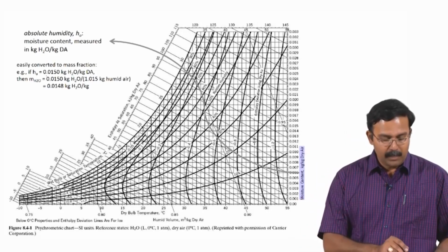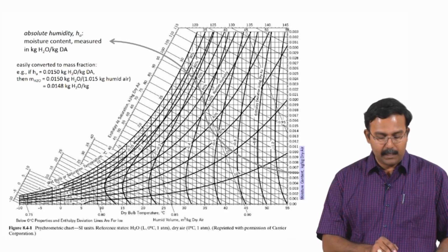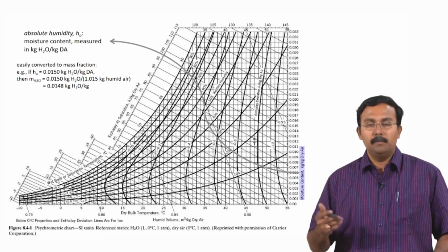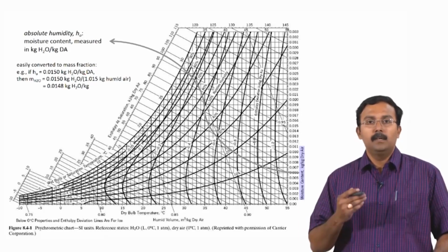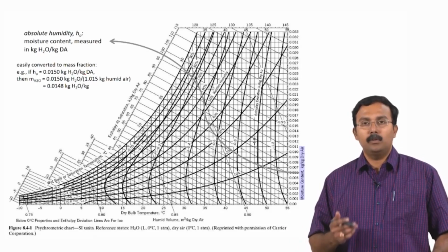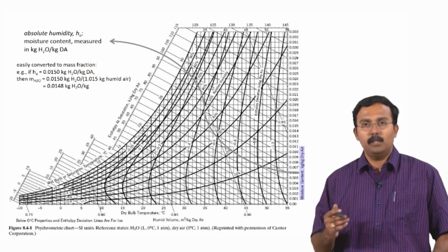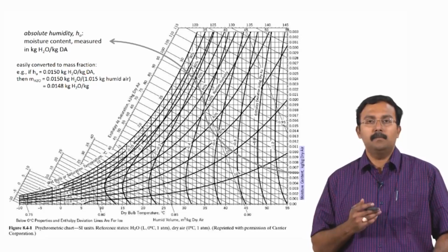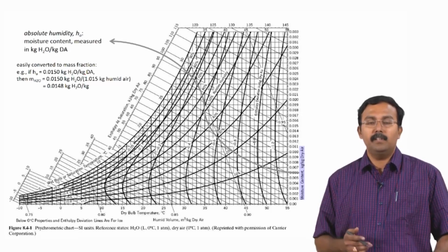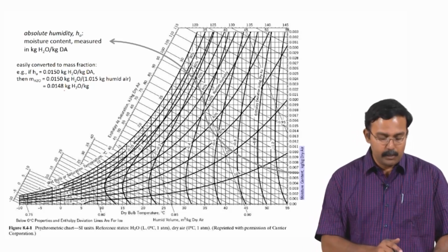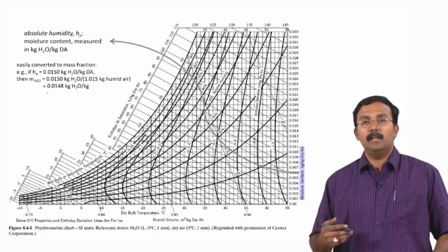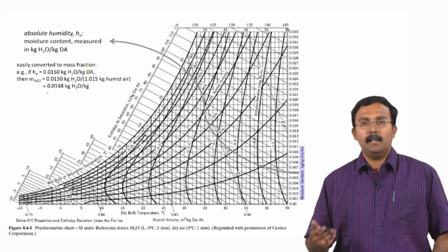Here we are looking at the mass of water vapor present per kilogram of dry air. If you have an absolute humidity of 0.015 kilograms of water per kilogram of dry air, then you can calculate the total mass of the humid air as 0.015 plus 1 kilogram of dry air, giving 1.015 kilograms. Using this, the mass fraction of water in this mixture is 0.015 divided by 1.015, giving 0.0148, which is the calculation that we have done here. This information is useful for calculating the mass fraction of water or air in the humid air.